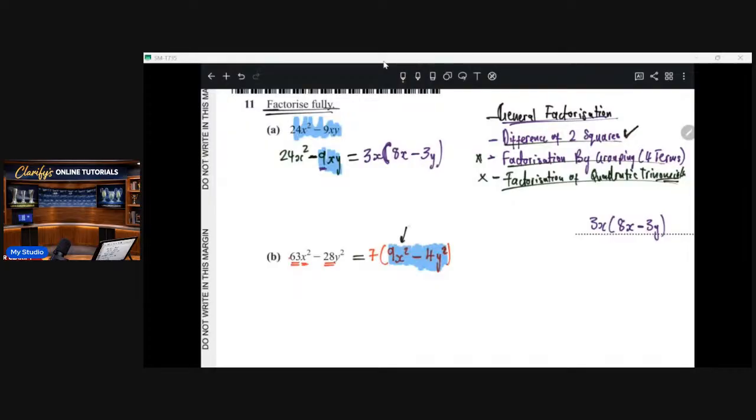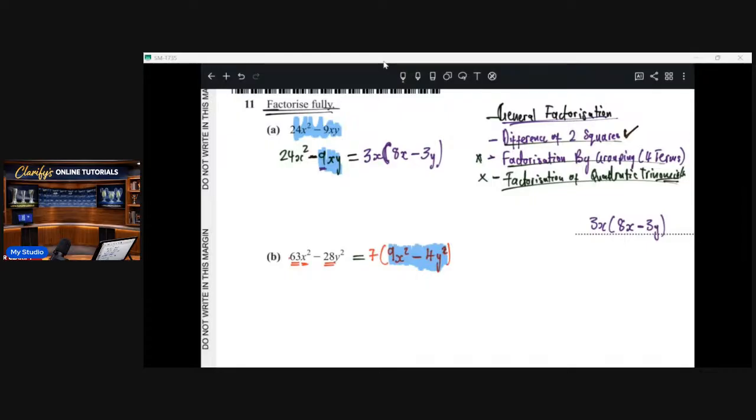X squared is a square number. 4 is a square number. Its square root is 2. Y squared is a square number. Its square root is y. Y squared is a square number because it's squared. Like all these are square numbers, and they are subtracting. They must all be squared and they must subtract. Then it's difference of 2 squares.